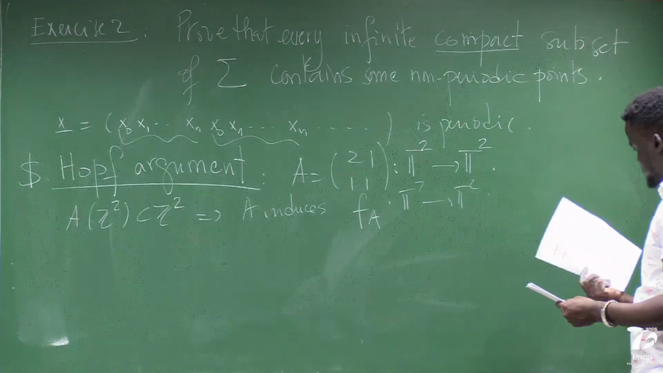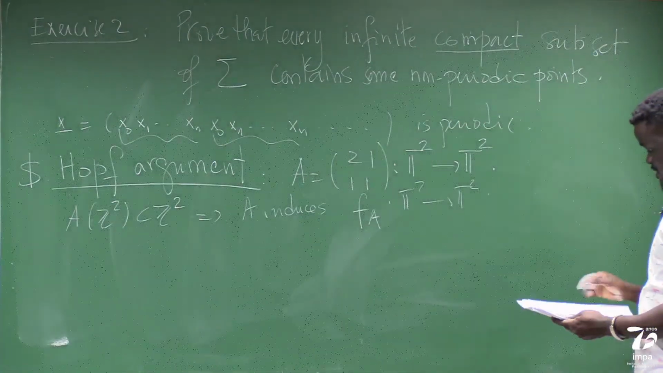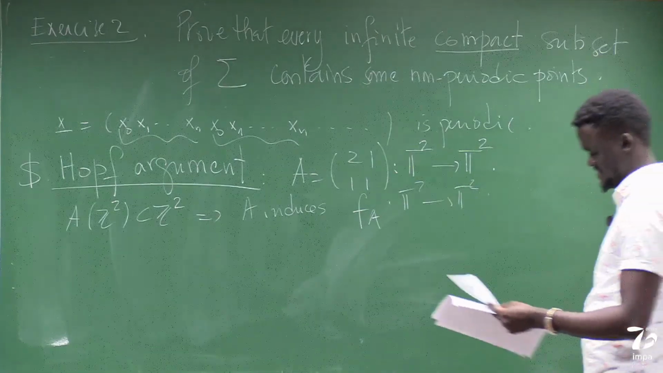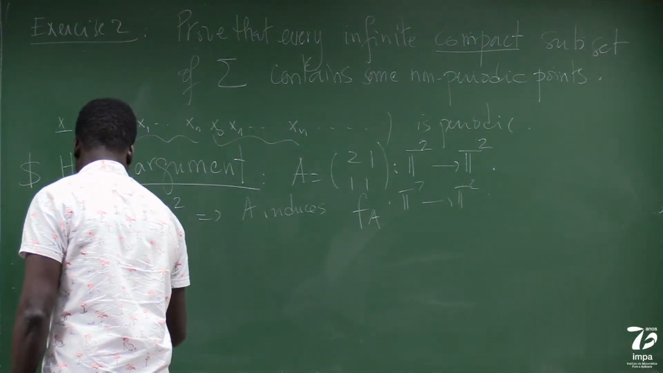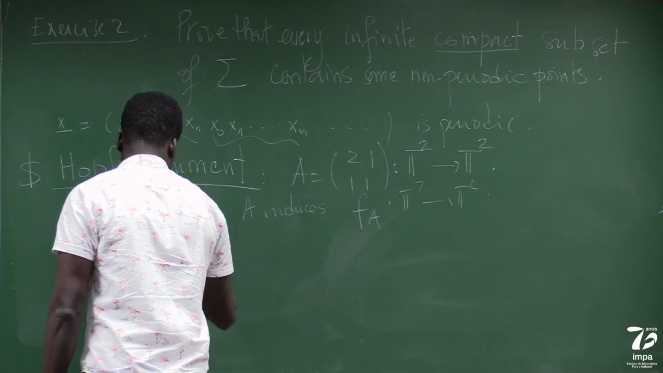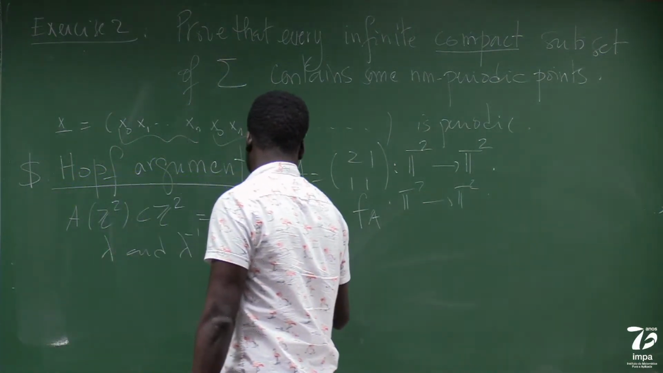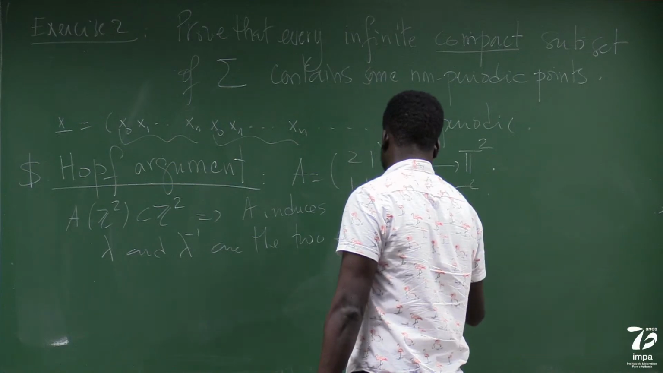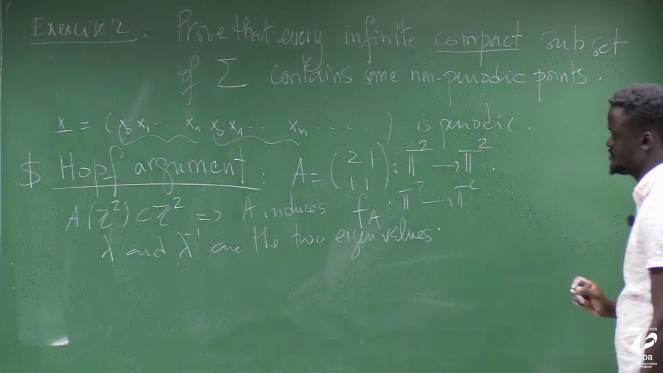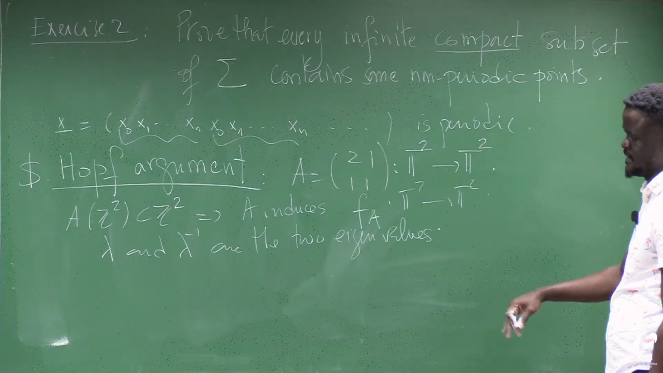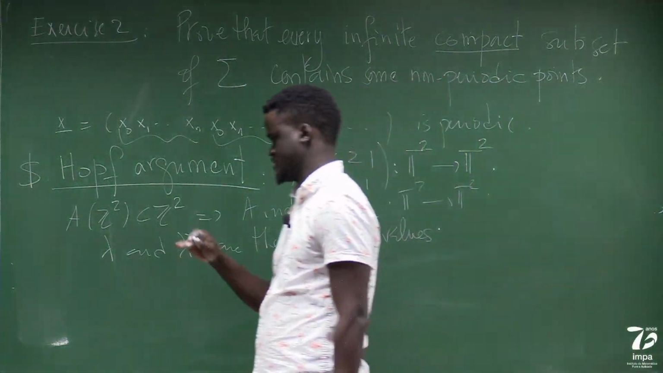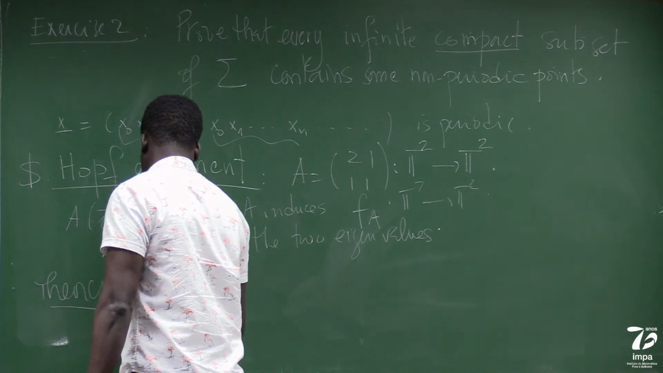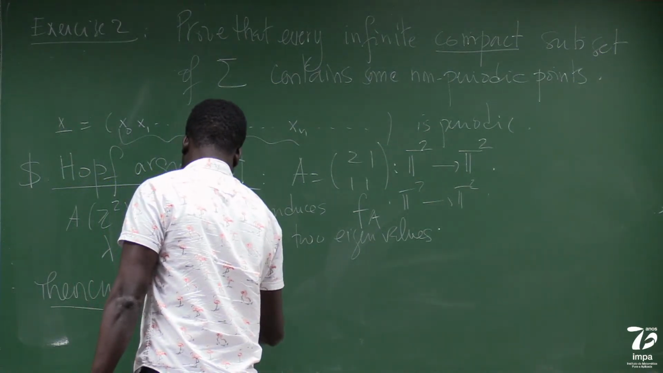This matrix has two eigenvalues. I think I have been talking about this map before. So lambda and lambda minus 1 are the two eigenvalues. In this setting we want to prove that Lebesgue is ergodic. So this is what we are proving.